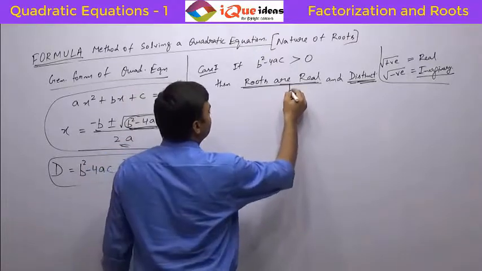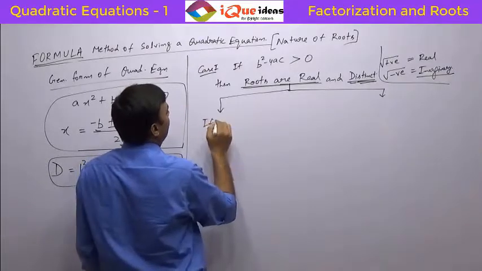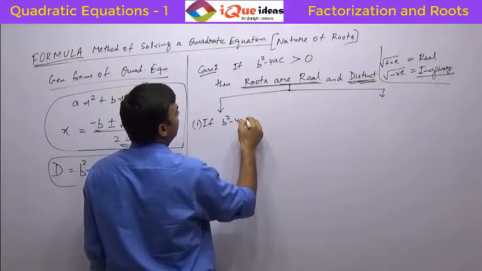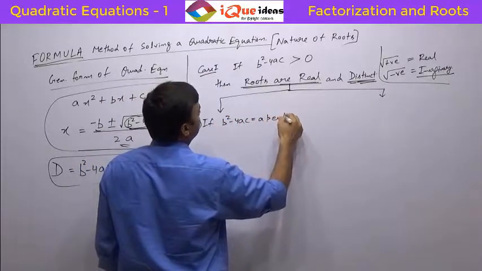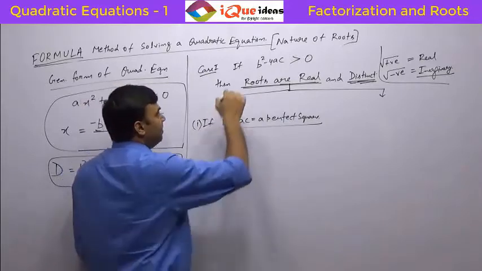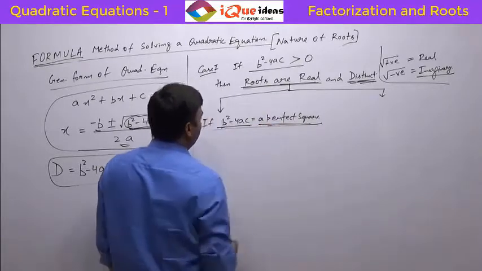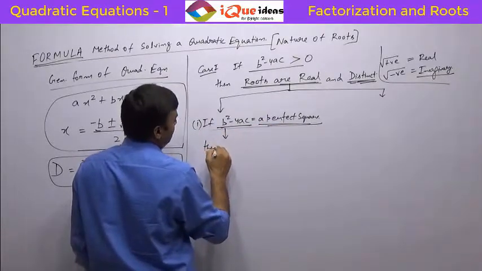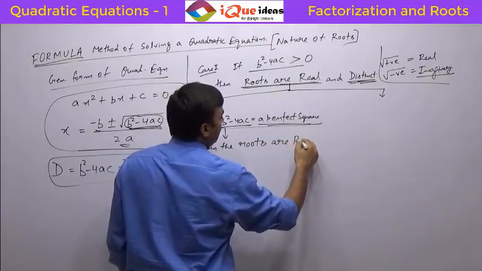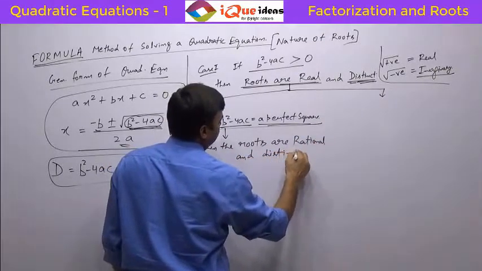right? Now even in this, there are two distinct situations. Within case 1, the first situation: if b square minus 4ac is equal to a perfect square, like 1, 4, 9. We are saying b square minus 4ac is already greater than 0. Within this, if b square minus 4ac is a perfect square, then the roots are anyways already real, so roots are rational and distinct.